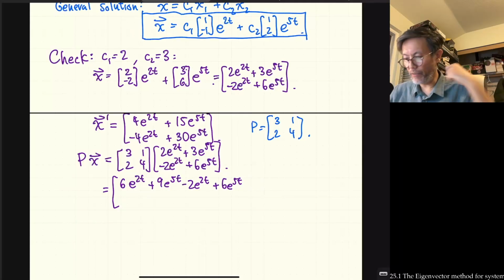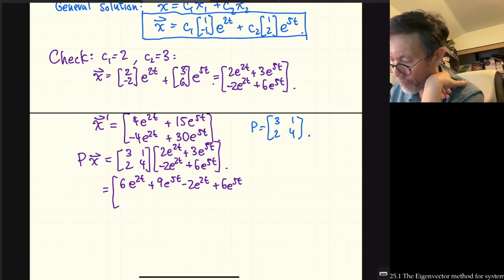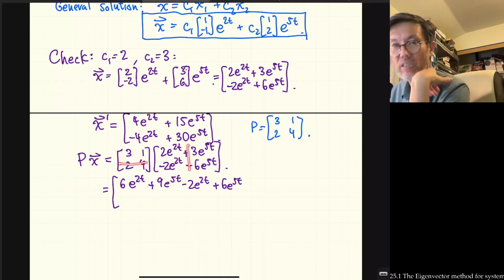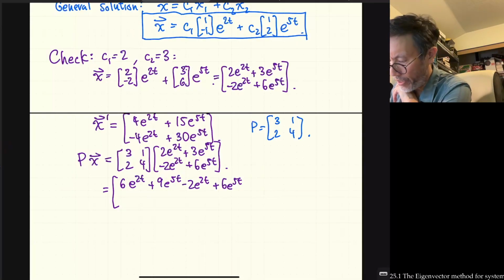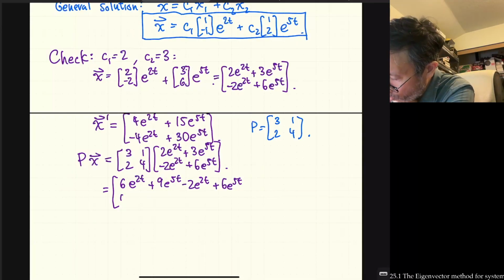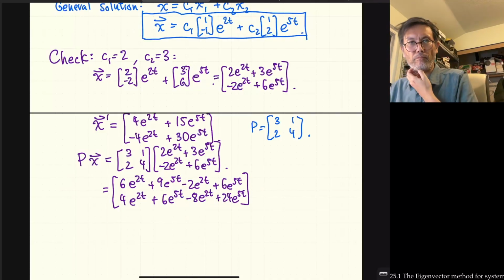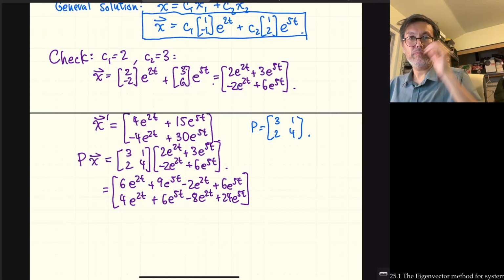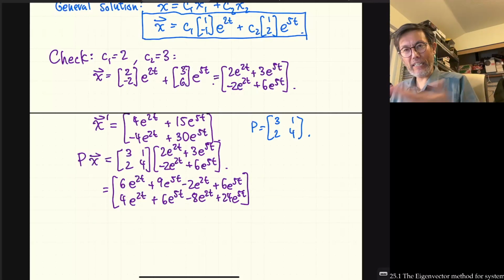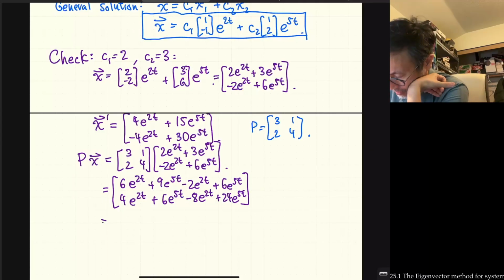The second entry of Px is, don't forget, this row times this column. So what I obtain is 4e to the 2t plus 6e to the 5t minus 8e to the 2t plus 24e to the 5t. Oh God, right? But what I can do is collect like terms to make this look nicer.